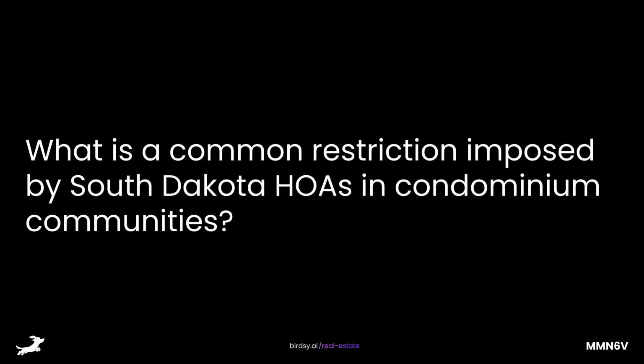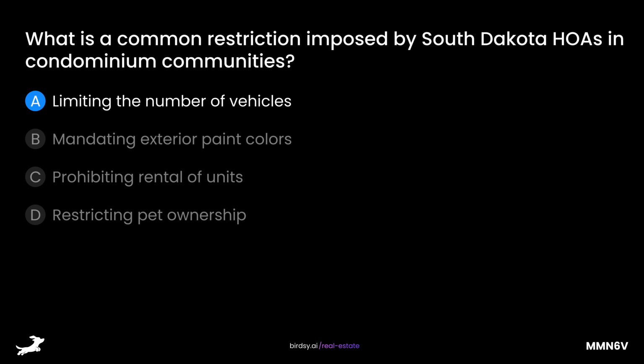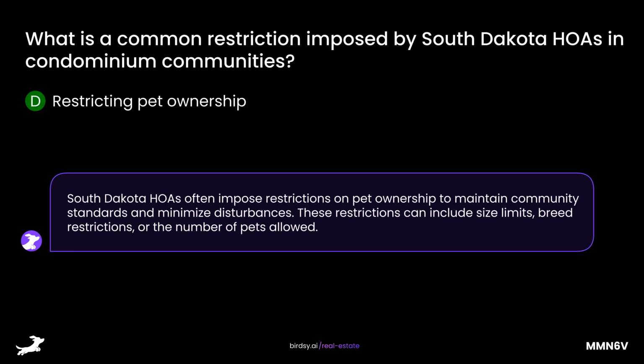What is a common restriction imposed by South Dakota HOAs in condominium communities? Is it A, limiting the number of vehicles, B, mandating exterior paint colors, C, prohibiting rental of units, or D, restricting pet ownership? The answer is D, restricting pet ownership. South Dakota HOAs often impose restrictions on pet ownership to maintain community standards and minimize disturbances. These restrictions can include size limits, breed restrictions, or the number of pets allowed.